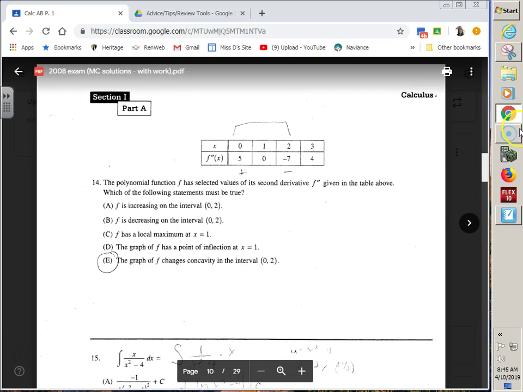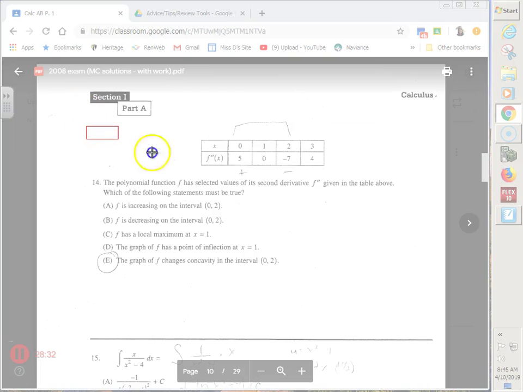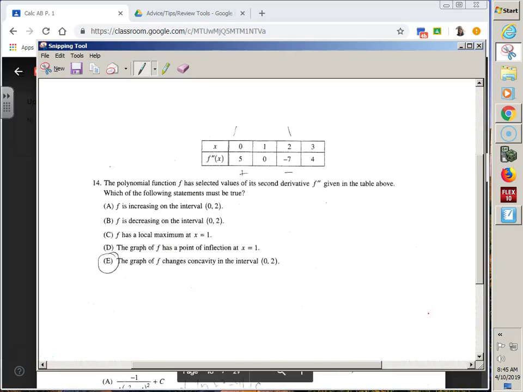14? Gives me a graph of a derivative, yeah? Oh, nope, a second derivative. The polynomial function f has selected values of its second derivative. Which of the following must be true?